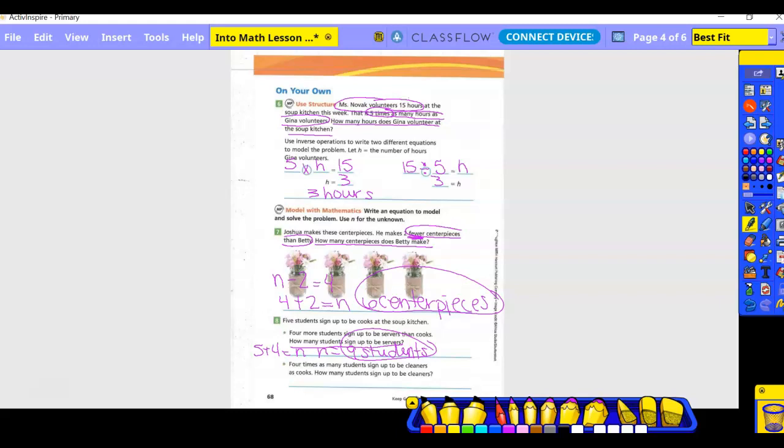4 times as many students signed up to be the cleaners as cooks. How many students signed up to be cleaners? So how many were cooks? Okay. No, up here in our original 5, right? So what are we going to do? So 5 times 4 equals N. So N equals 20. So 20 students.